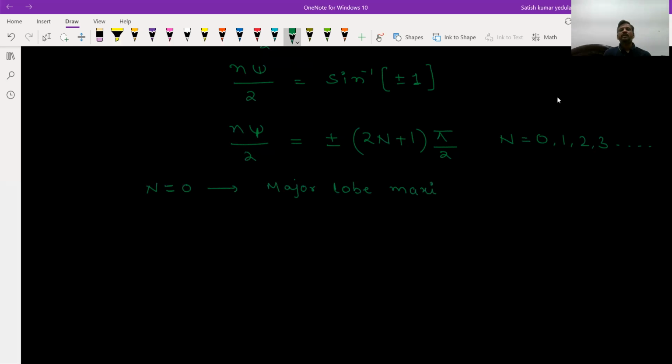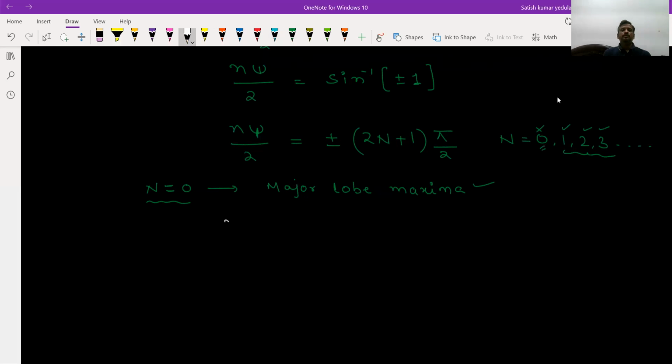That's what I said. We can find this in several ways. Major lobe maxima you will be getting for the case of n equal to 0, so we should not consider n equal to 0. We will start substituting the values of 1, 2, 3, and so on, to get the theta maxima of minor lobes. Minor lobes are the secondary lobes. After major lobes, the next smaller radiation lobes are called minor lobes. So don't consider n equal to 0 here. You start from n equal to 1.